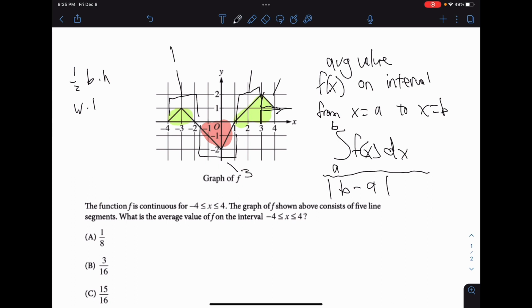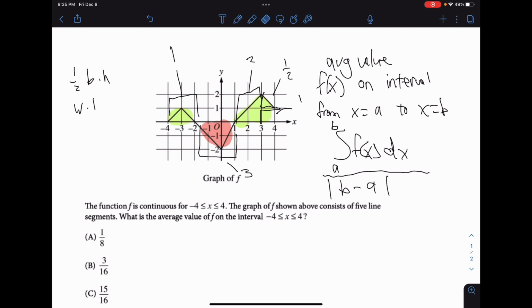So first, let's just sum them up. First, we have this triangle from 1 to 3. So the base is 2, the height is 2. So that's 4 equals base times height. Then we're going to divide it by 2. So that's 2. Then we have this triangle, which is just a 1 by 1 triangle. So 1 times 1 times 1/2 is 1/2. And then we have this square, which is a 1 by 1 square. 1 times 1 equals 1. So now we have the area of all the different segments.